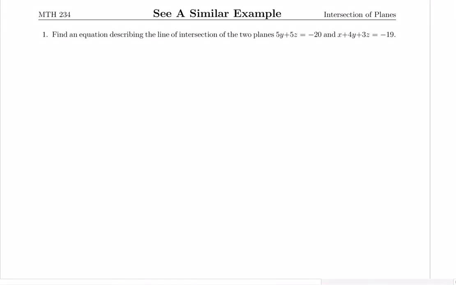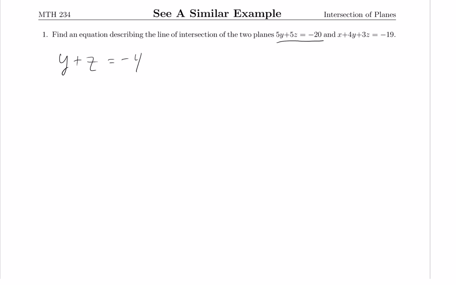In this video, we will find the equation for a line which is the intersection of two planes. So first thing, maybe let's look at this first equation for a plane and simplify it a little bit. If you notice, all the coefficients are divisible by 5, so we can write that same equation as y plus z equals negative 4, just by dividing everything through by negative 5.